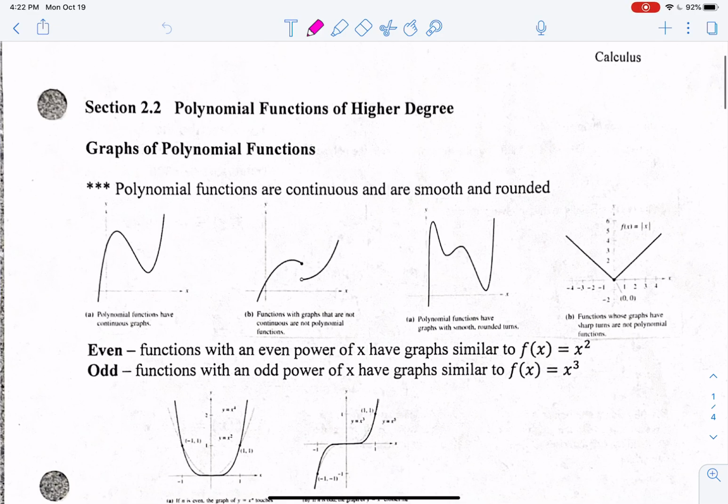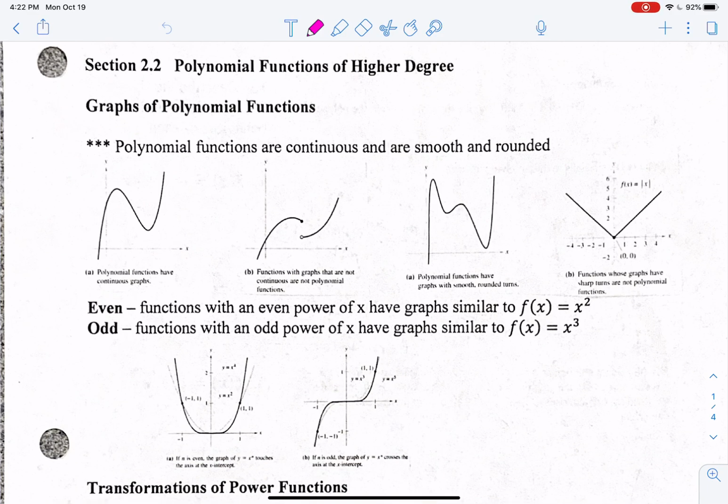Okay, Calc, we're on to section 2.2. We're going to talk a little bit more about qualities that polynomial functions have. So first of all, the graphs of polynomial functions will always be continuous and always be smooth and rounded. Like this first graph is the graph of a polynomial function. It's probably like y equals x to the third power.